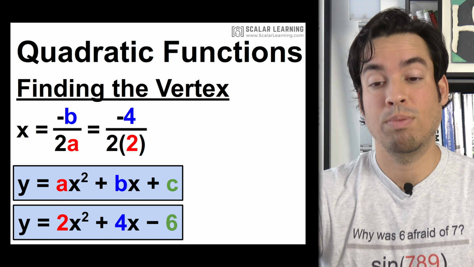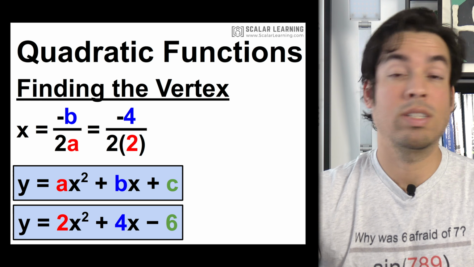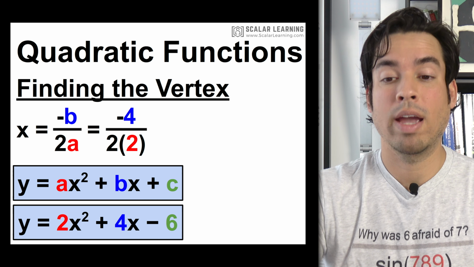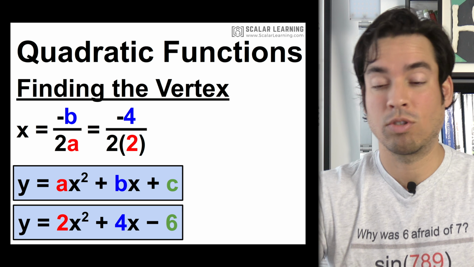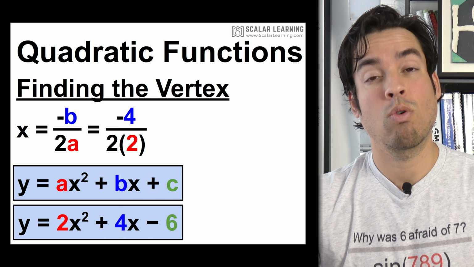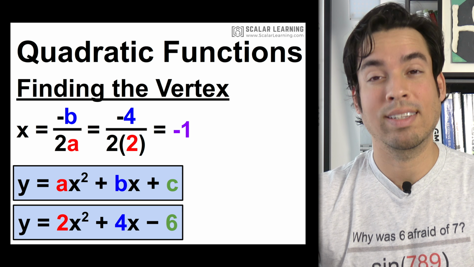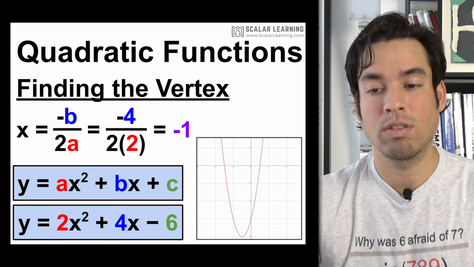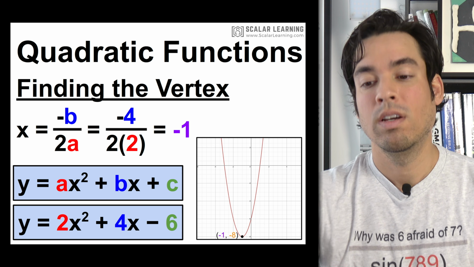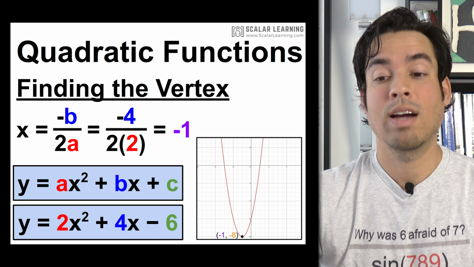If we look at this example here, the 4 is the b value, so I say -4 over 2a. 2a is 2 times 2, so then we get -4 over 4, which of course equals -1, and that is the x value of the vertex. And again, as we saw before, there it is, -1, comma -8.